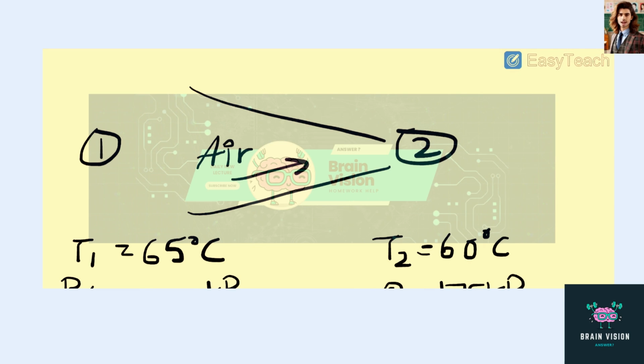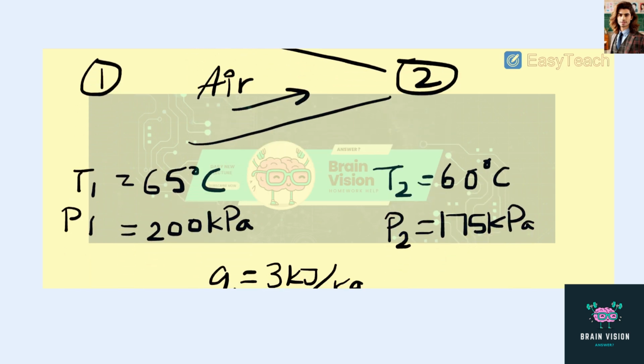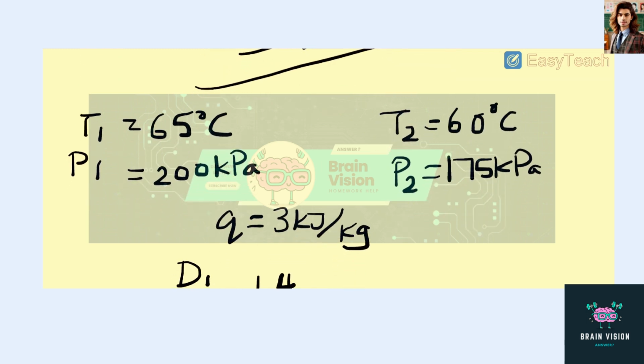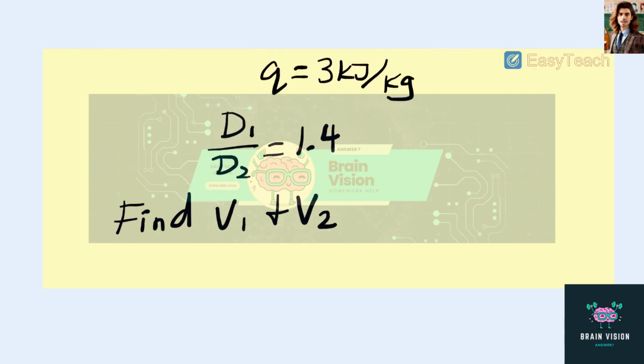Hi everyone, so what we have is air going through a changing diameter pipe. It enters at a temperature of 65 degrees C and a pressure of 200 kPa, and it exits this pipe at 60 degrees C and a pressure of 175 kPa. We know that the air loses heat at an amount of 3 kilojoules per kilogram, and that the ratio of the inlet to the exit diameter is 1.4. What we're asked to find is the inlet velocity and the exit velocity.